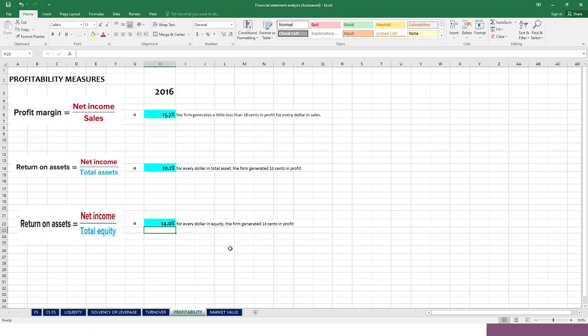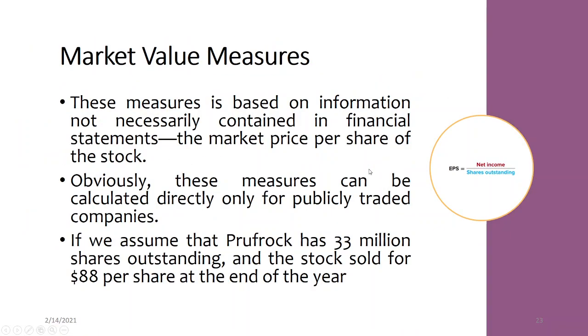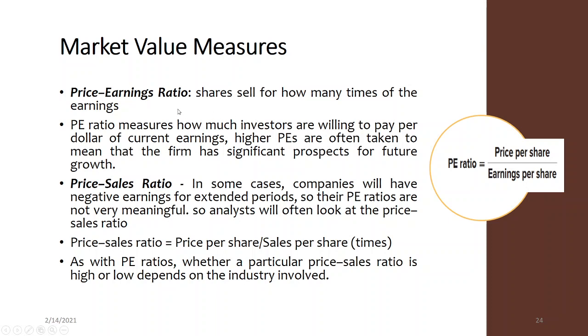So finally, we are going to look at the market value ratios. These normally make use of information provided by the stock exchanges, the market price of shares. So the measure can be calculated directly only for publicly traded companies. If we assume the company we are using has 33 shares outstanding and the share price is $88 at the end of the year, let's look at what we can find.